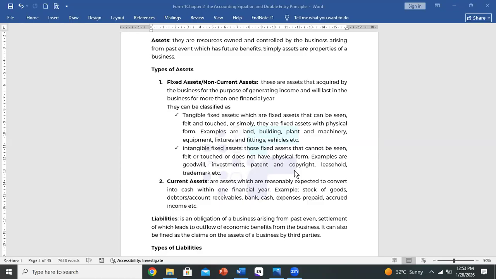And then goodwill simply means the good name. In simple terms, the good name the business has, as in the business is popular. But the popularity comes because probably the business is doing good things like quality products, good customer care.